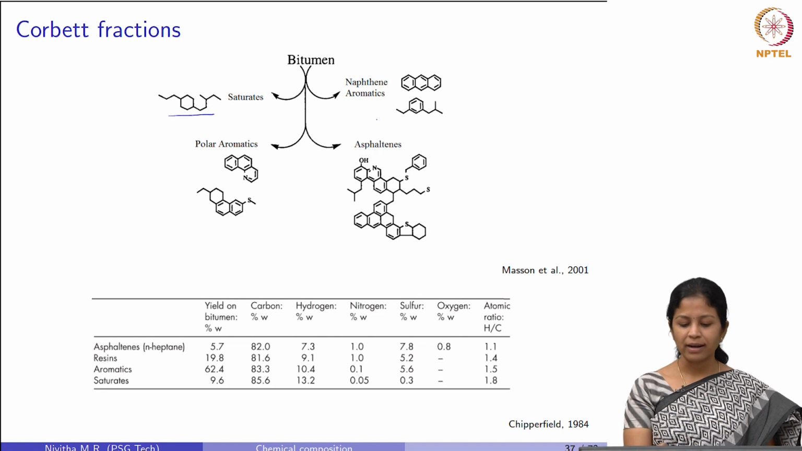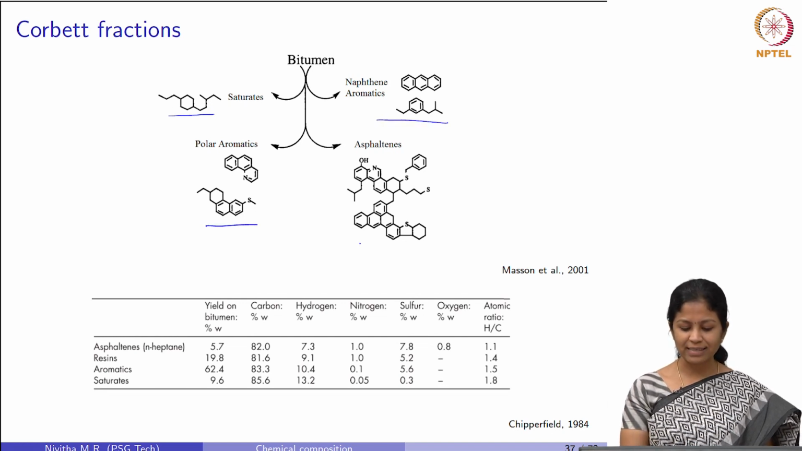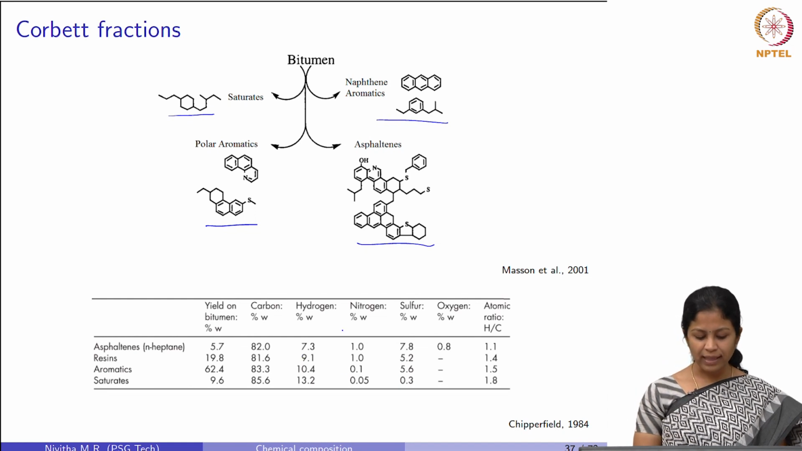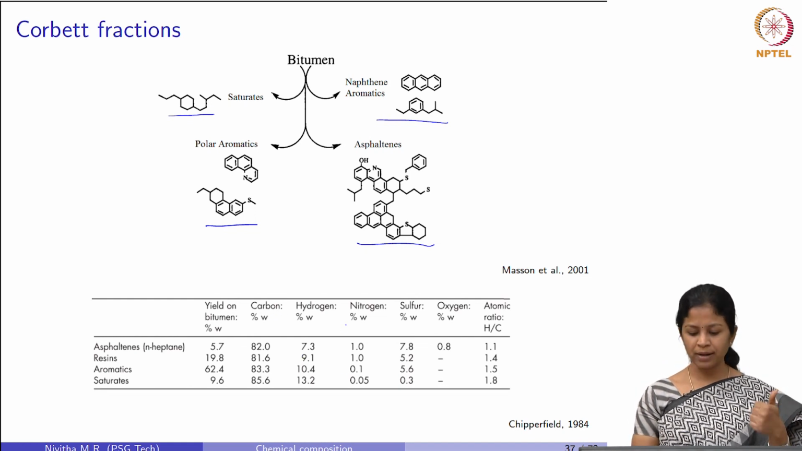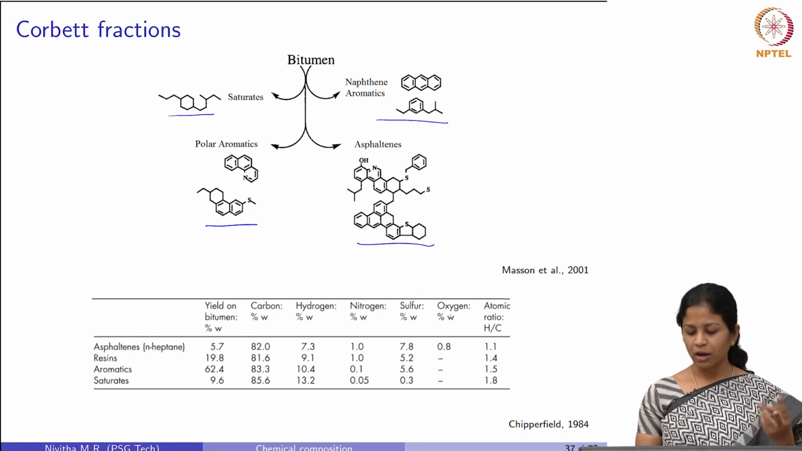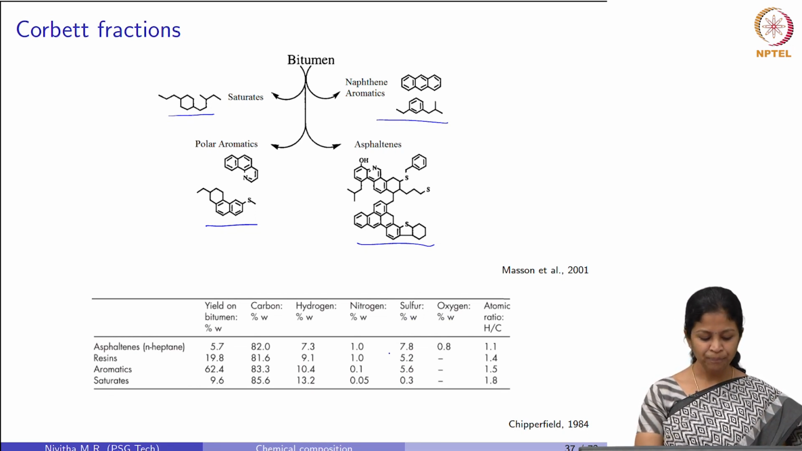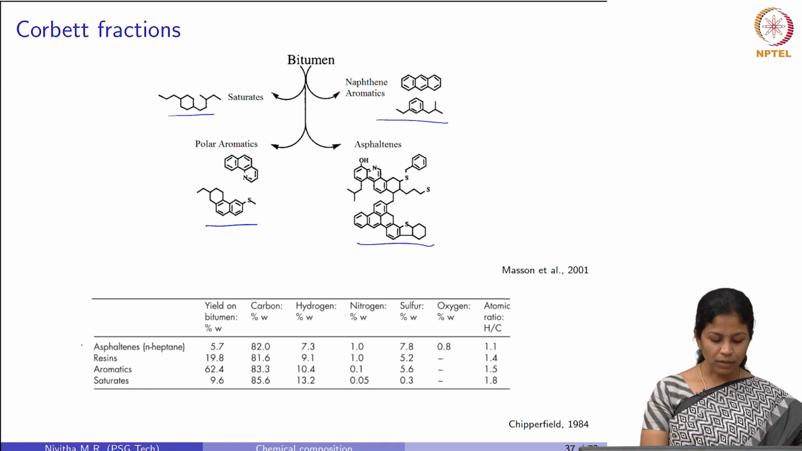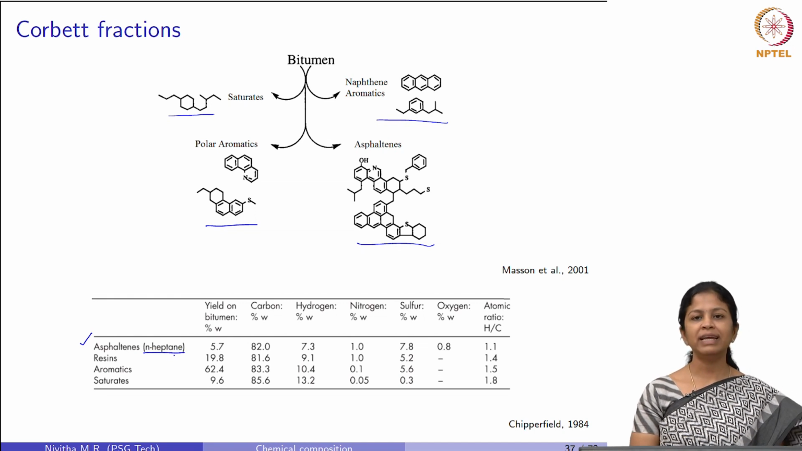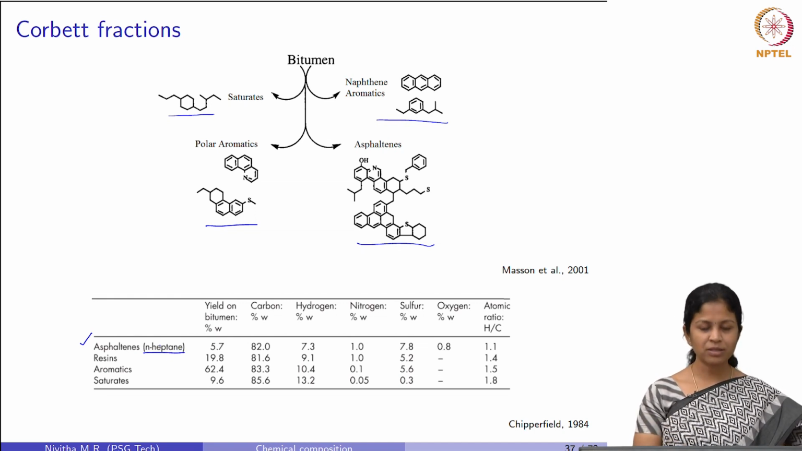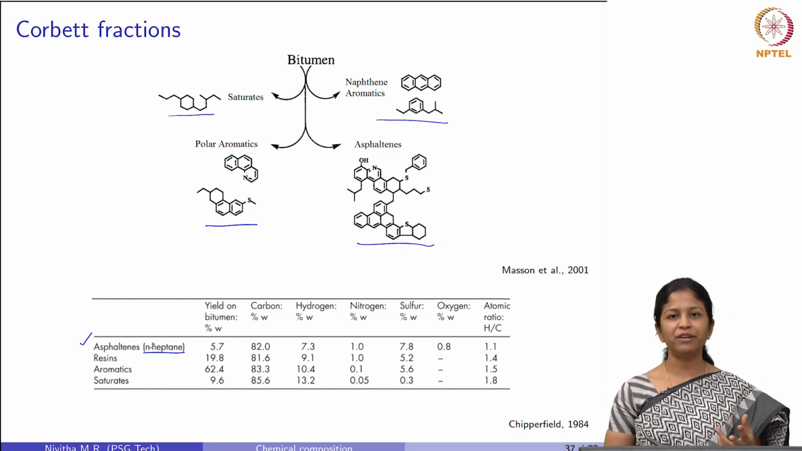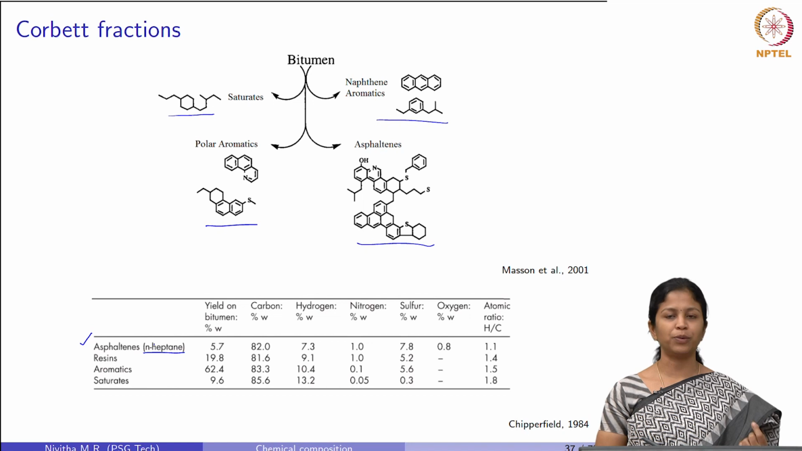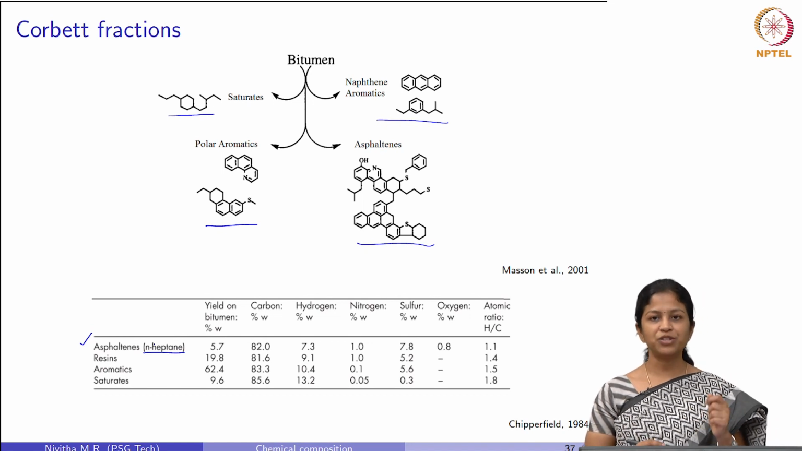We have seen what they are: naphthene aromatics, polar aromatics and asphaltenes. We can see how the size of the molecule increases from saturates to asphaltenes. This is a study in which they have said what is the percentage of carbon, hydrogen, nitrogen, sulfur, oxygen and the hydrogen to carbon ratio in these four fractions. So, we have asphaltenes, they are specific here, asphaltenes which are insoluble in N-heptane as a solvent. So, this is called N-heptane asphaltenes. That is how they define N-heptane asphaltene, N-pentane asphaltene, specifying what is the solvent which is used here.